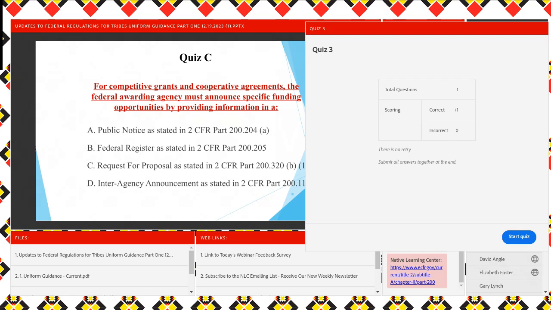Now, what section did we just come out of? The 100s, the 200s, or the 300s? You remember? Public notice is stated in 2 CFR Part 200.204. So again, just an exercise of how to find things.